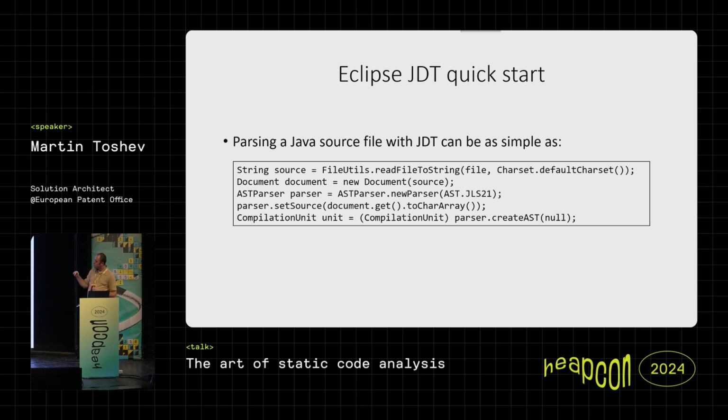And then we set the source code to the parser. We call parser set source, document get to char array. And then from that parser, we call the create AST method that creates an abstract syntax tree. The root of that abstract syntax tree is the compilation unit instance. And with that instance, we can do whatever we want with the abstract syntax tree: generate or modify certain nodes, extract some metrics, and whatnot.